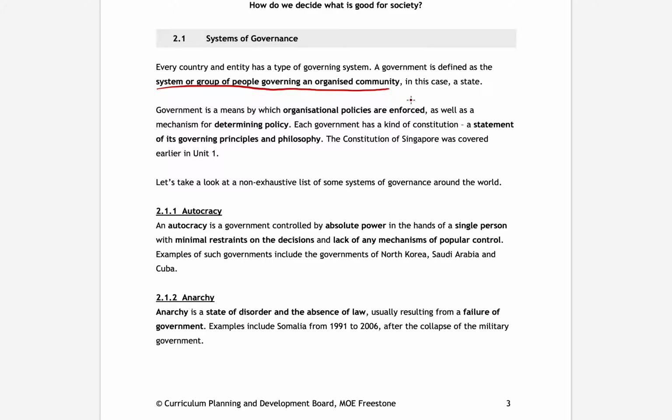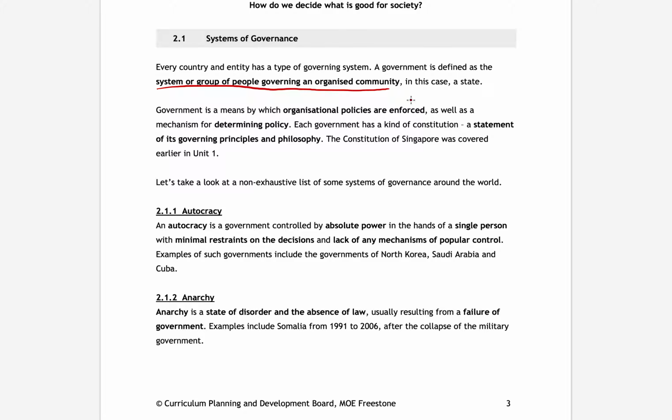Every government is established under some kind of supreme law, which is the constitution, which is what you already learned in Unit 1, when we talked about the Constitution of Singapore. Okay, so there are many different types of systems of governance in the world today. Let's take a look at some common examples.